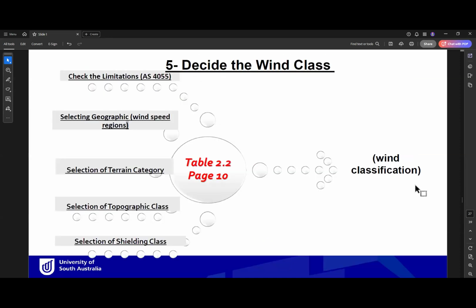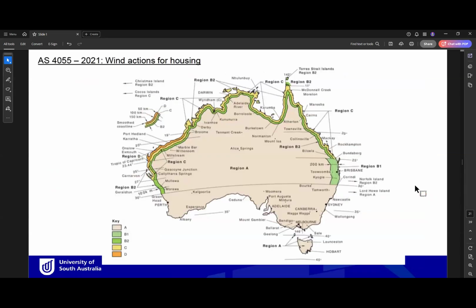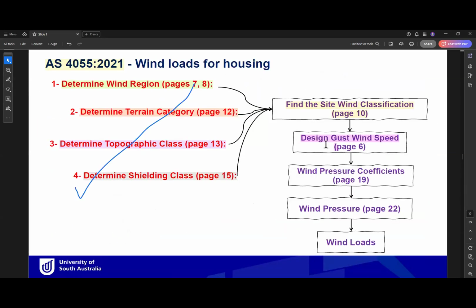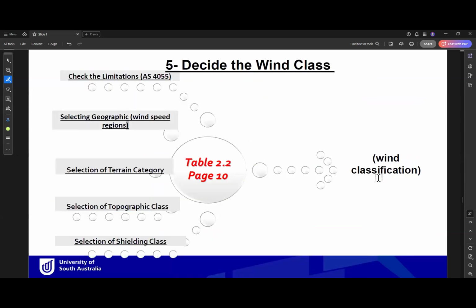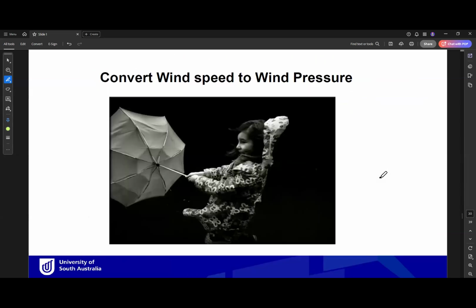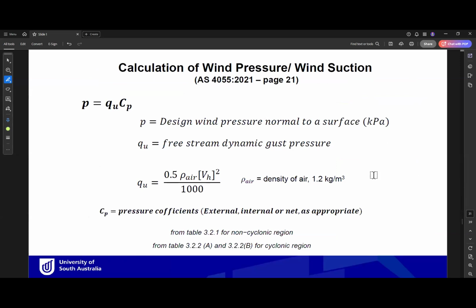Okay, so if we go back to our procedure again, I want to show you step by step. So after we find the site classification, we go to find the design gust wind speed. Then the next step is to find the wind pressure coefficient. So after you find the design gust wind speed, you will need to find the wind pressure coefficient, the next step. So if we go to the next slide. Here.